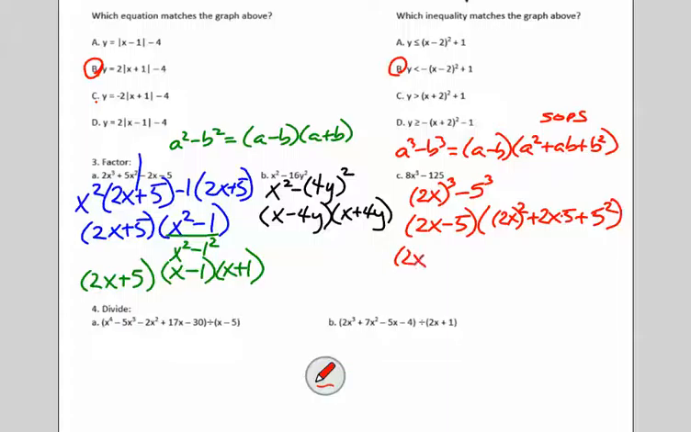My first factor is 2x minus 5. And my second factor, when I square 2x, I get 4x squared. 2x times 5 is 10x. And 5 squared is 25. So this one we make it look more like 5. And that's good.